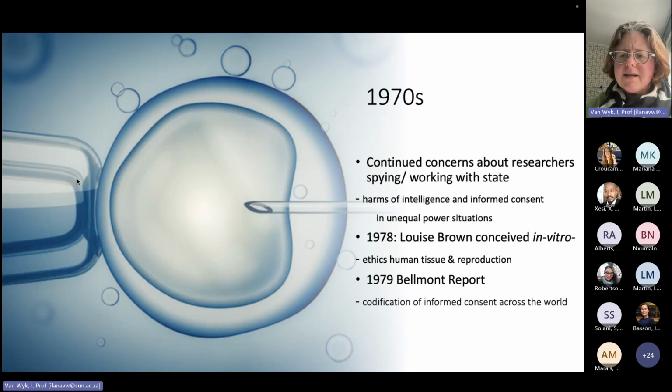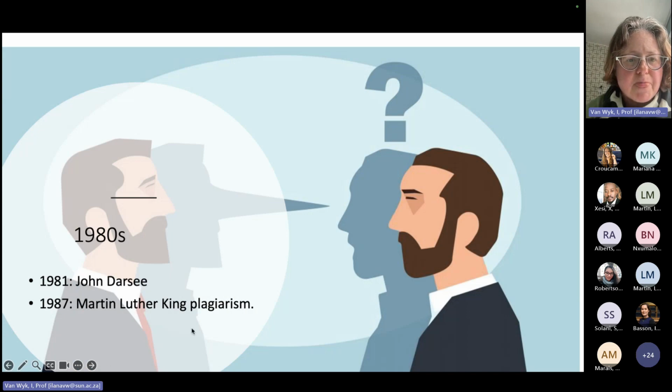In 1979, we then see the codification of informed consent across the world. So what exactly would informed consent mean in, for instance, situations of war or in the reproduction of humans in the lab? What would informed consent look like?